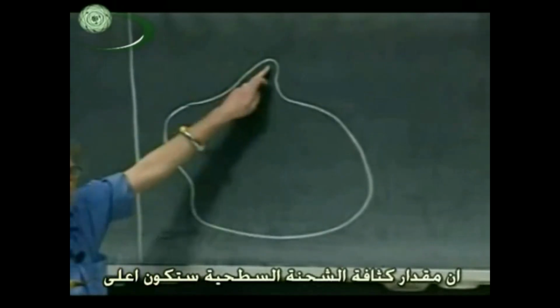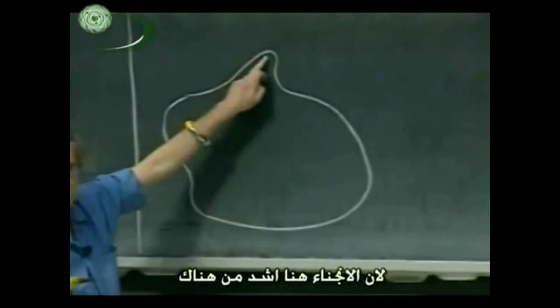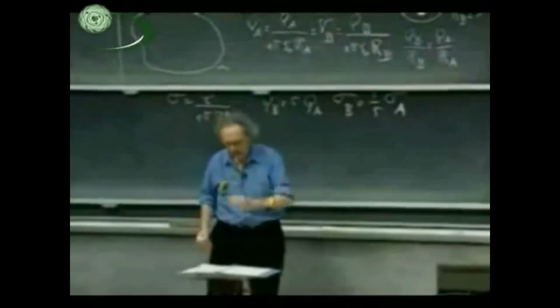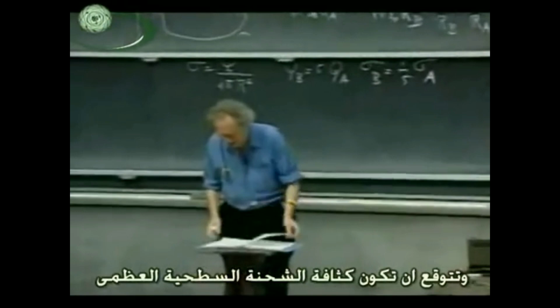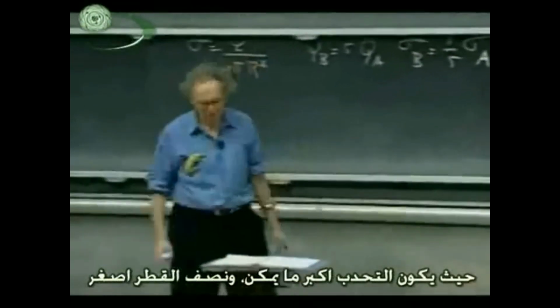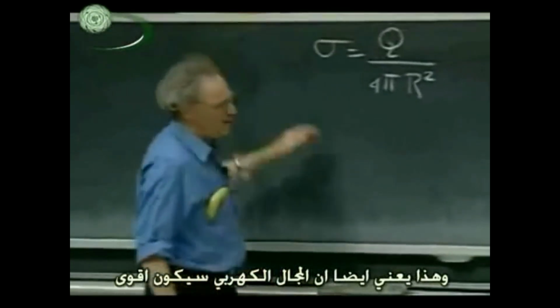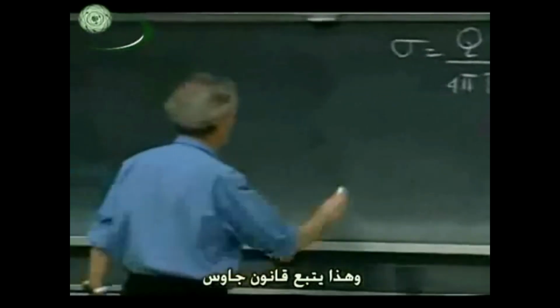The surface charge density will be higher there than here, because the curvature is stronger there. And so you expect the highest surface charge density where the curvature is the highest, the smallest radius, and that means that the electric field will also be stronger there. That follows immediately from Gauss's law.